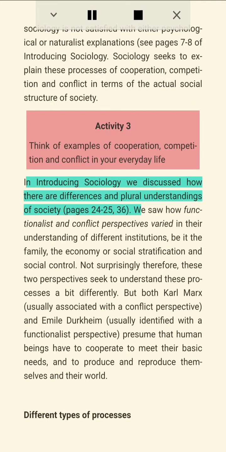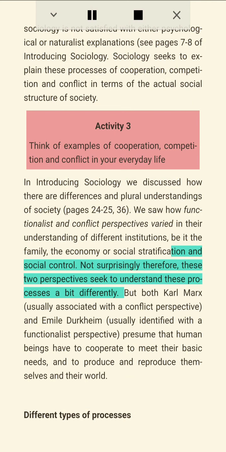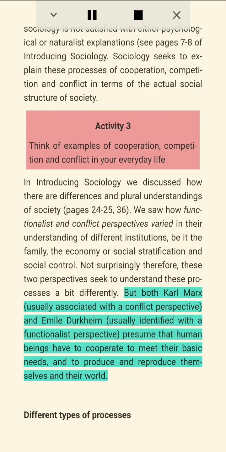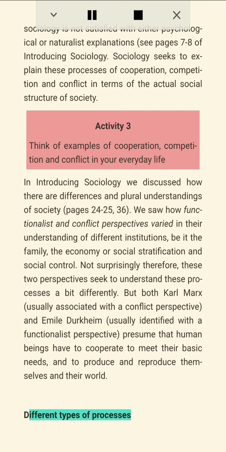In Introducing Sociology, we discussed how there are differences and plural understandings of society, pages 24 to 25-36. We saw how functionalist and conflict perspectives varied in their understanding of different institutions, be it the family, the economy or social stratification and social control. Not surprisingly, therefore, these two perspectives seek to understand these processes a bit differently. But both Karl Marx, usually associated with the conflict perspective, and Emile Durkheim, usually identified with a functionalist perspective, presume that human beings have to cooperate to meet their basic needs, and to produce and reproduce themselves in their world. Different types of processes.